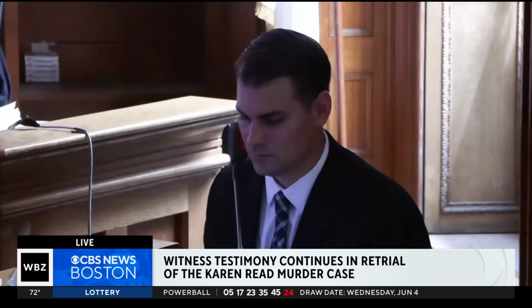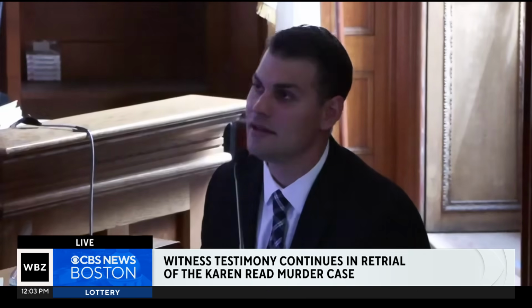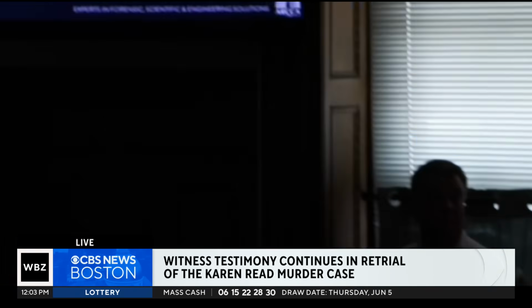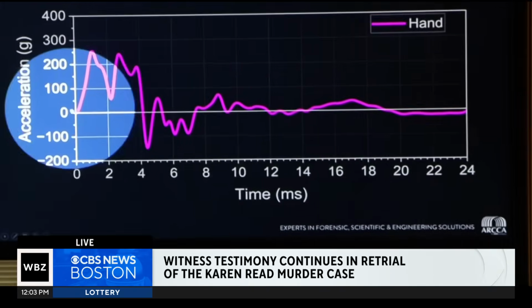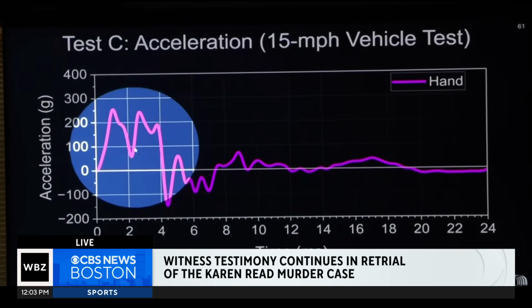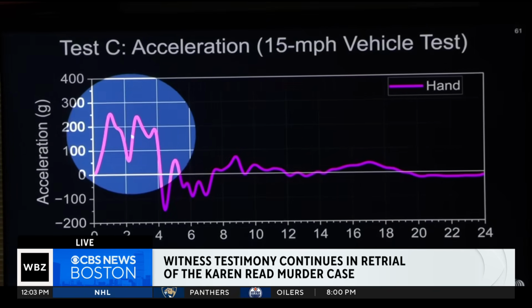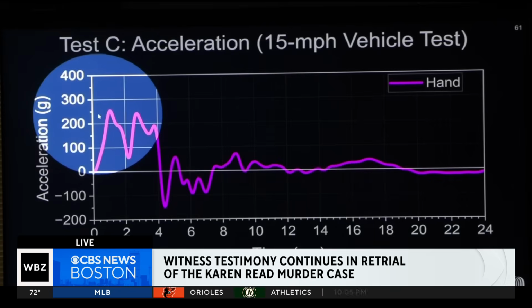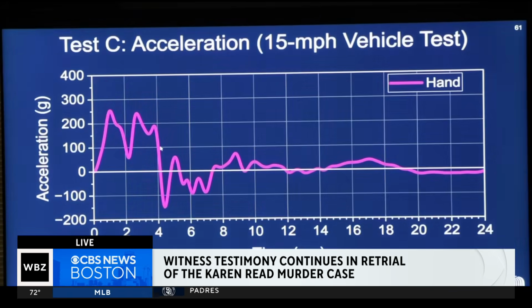What are we looking at in this graph? So you're looking at the hand acceleration over time. You can see that, as you saw in the previous video and slides, the hand initially made contact with the taillight, so that gets accelerated up first. We're getting peak accelerations in this test for the hand of about 254 Gs, over a period of a little over 6 milliseconds or so.